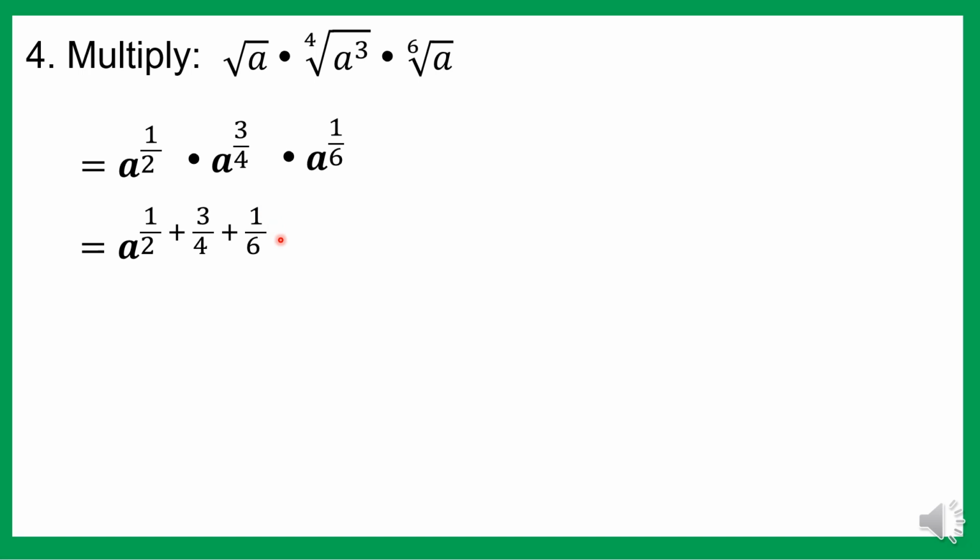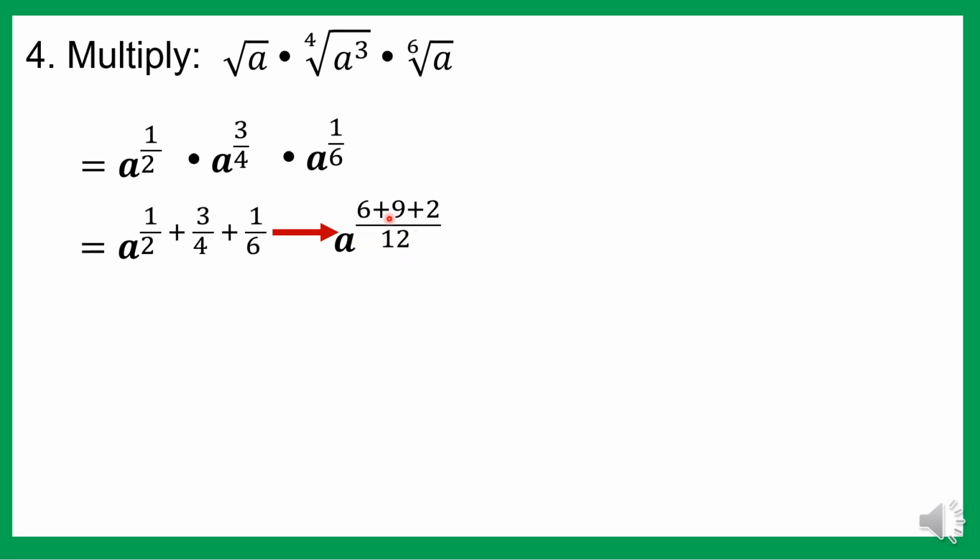After that, apply din po ulit natin yung rules ng addition of fraction. And then, we all know that we cannot add fractions with dissimilar denominators. So, ano po ang gagawin? Let us find the least common denominator. So, ang LCD po ng 2, 4, and 6 ay 12. Kaya, magiging new expression natin is a raised to the power of 6 plus 9 plus 2 all over 12.